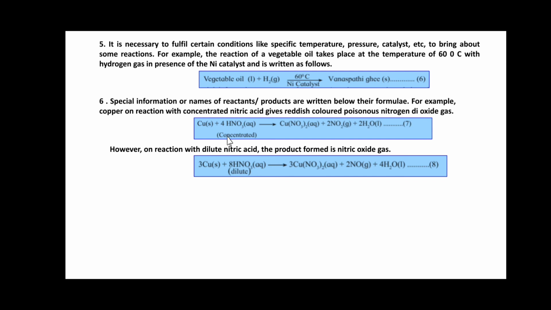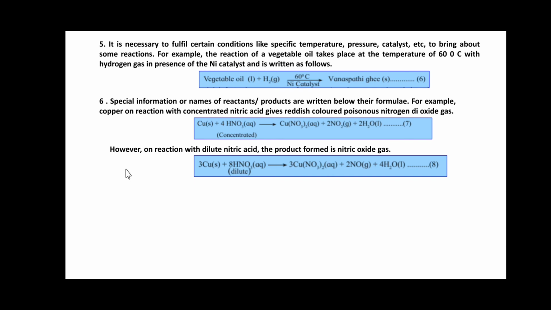Seventh equation. However, on reaction with dilute nitric acid, the product formed is nitric oxide gas. So 3Cu in the solid state plus 8HNO3 in the aqueous state, dilute, gives you 3Cu(NO3)2 in the aqueous state plus 2NO in the gaseous state plus 4H2O in the liquid state. Eighth equation. So this is how we write the chemical equation.